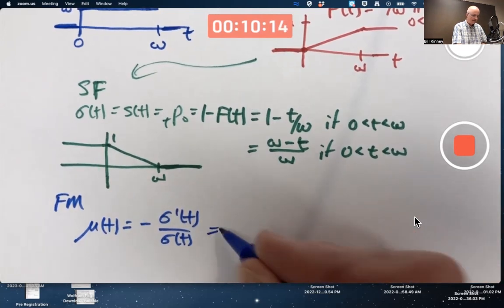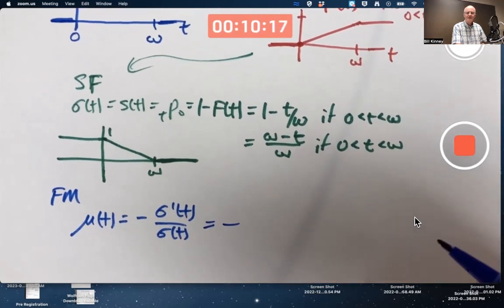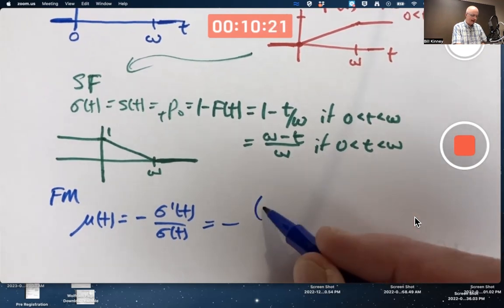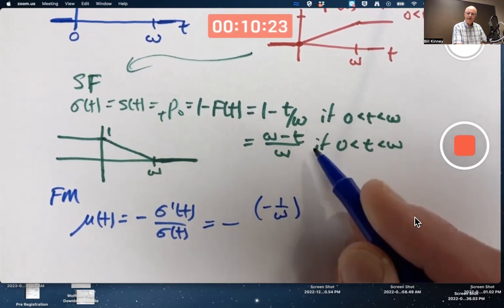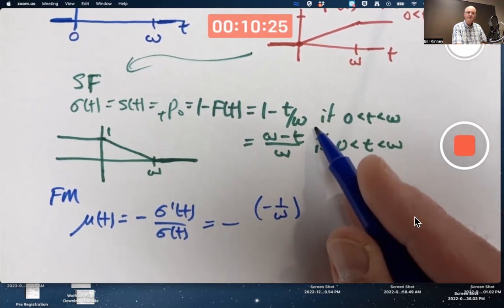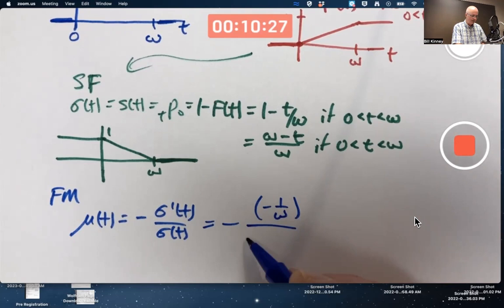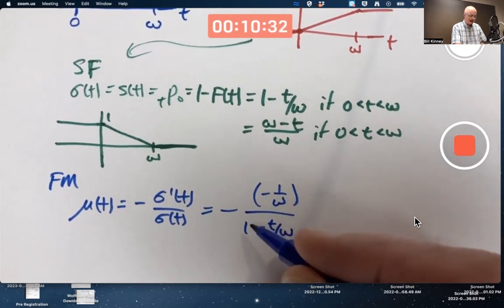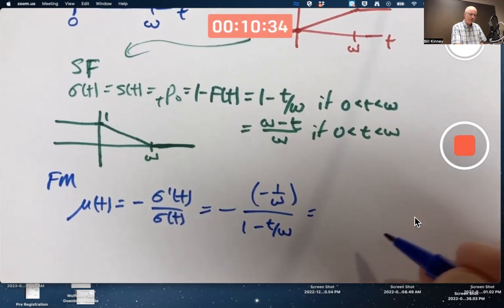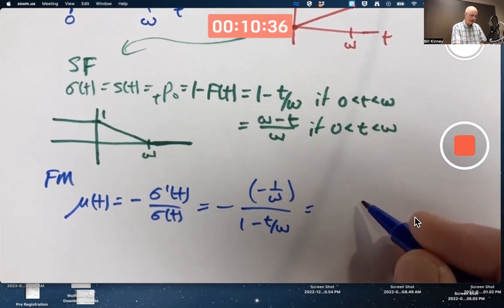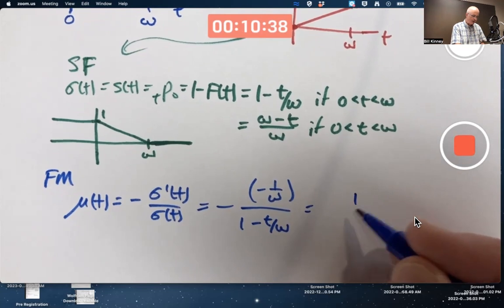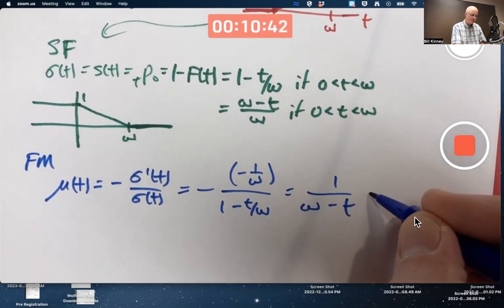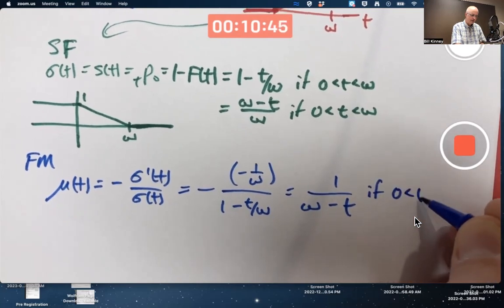What does that equal here when t is between 0 and omega? Take the negative of the derivative of this. The derivative of that is negative 1 over omega, right? That's the derivative of this right there, over itself. Distribute that minus sign into the top and also multiply the top and the bottom by omega. I'll get a positive 1 over omega minus t, if you do that. Once again, if t is between 0 and omega.